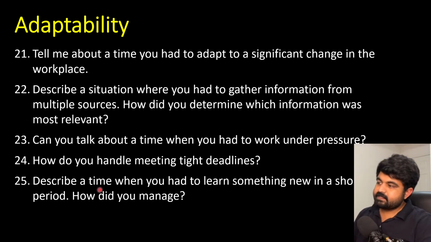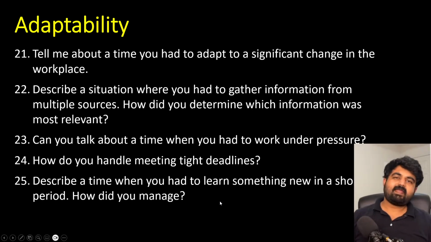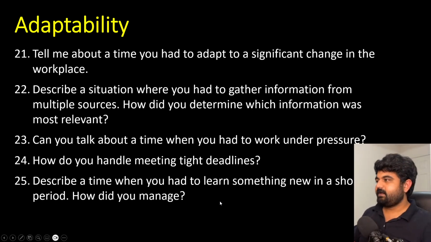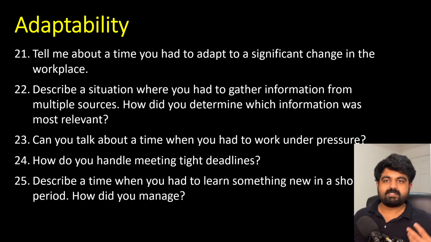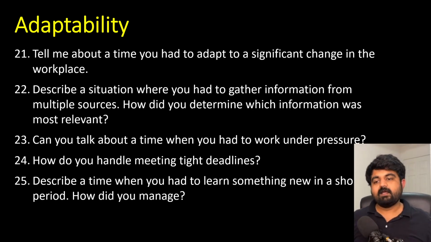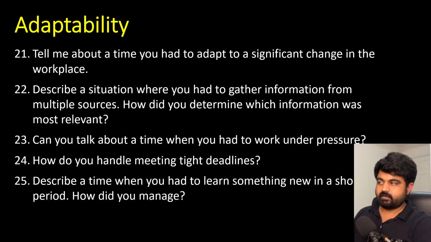Next is, describe a time when you had to learn something new in a short period and how did you manage? So once again, I think we already discussed this problem, and you can just explain where you needed to learn something pretty quickly. Maybe there was some change in the standard, or maybe there was some vulnerability you found in your existing code base that you had to move away from on a very fast basis. So you can give those examples.